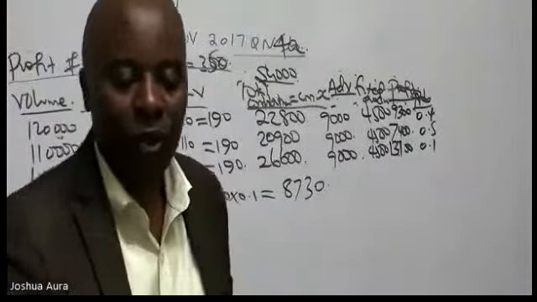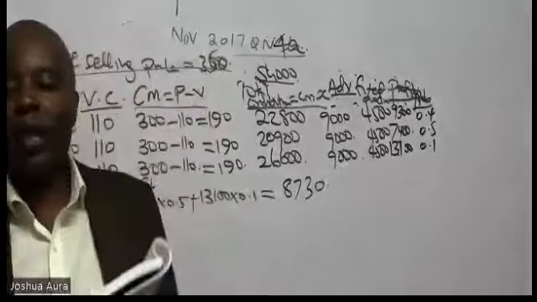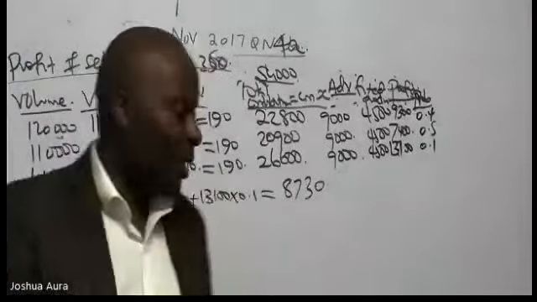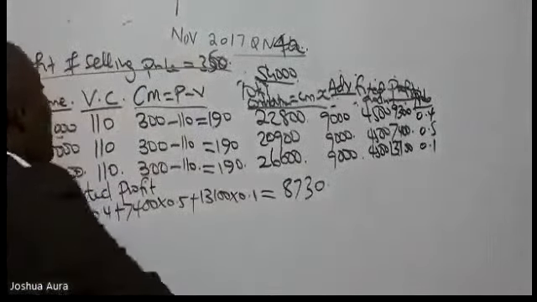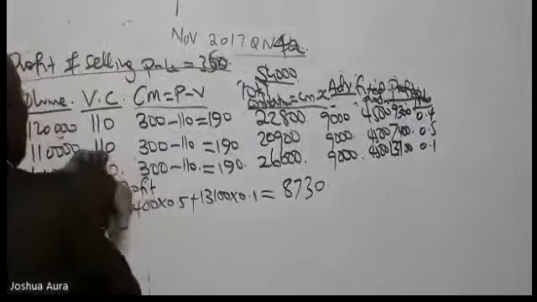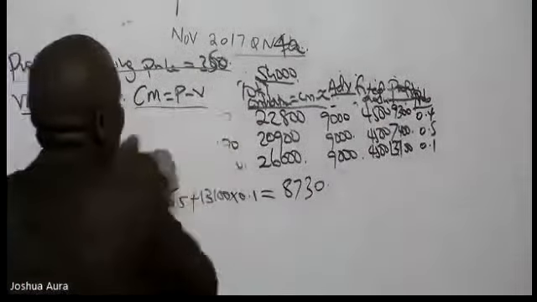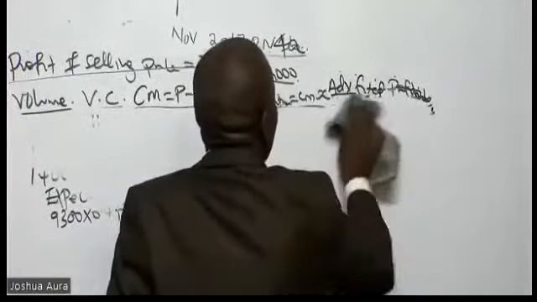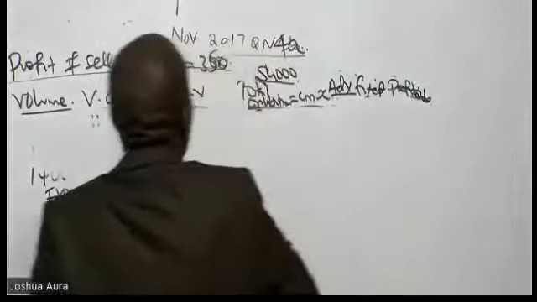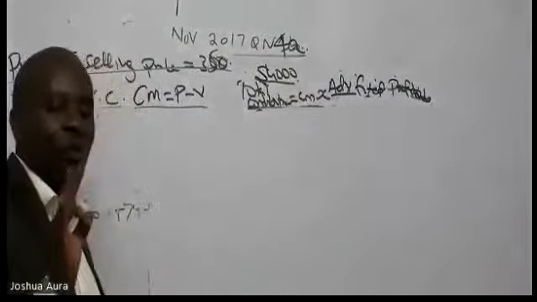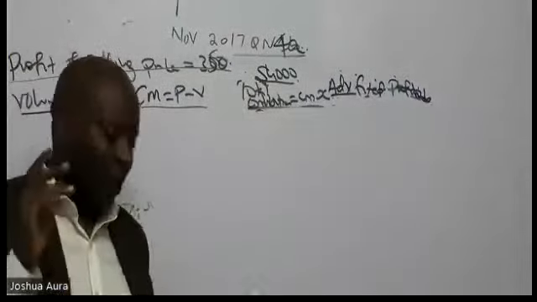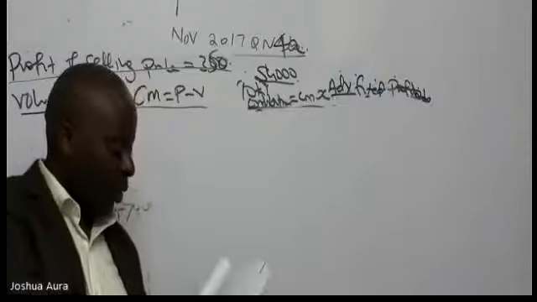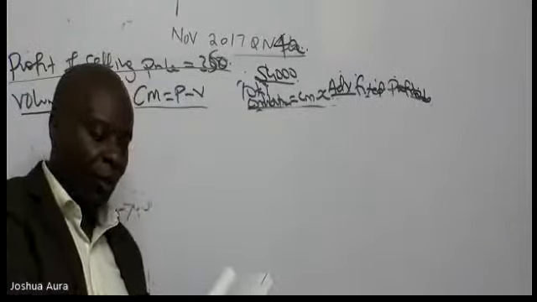Profitability analysis of the second price. So I'll still borrow this same table here, same format, everything. But now remember, there were two prices: a price of 300 and a price of 350. So this time around, we're going to this second part of the table.